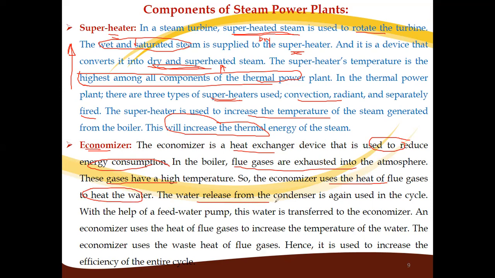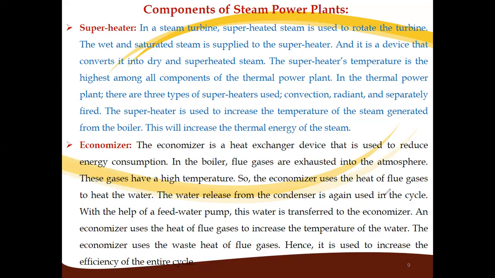And the water released from the condenser is again used in the cycle with the help of feed pump. So this water is transferred to the economizer, and economizer uses the heat of flue gases to increase the temperature of water. So if you see, we have increased the temperature of water, and economizer uses this waste heat of flue gases to increase the temperature, and hence we increase the efficiency of the entire thermal cycle. So these are the different parts or components of a thermal or steam power plant.